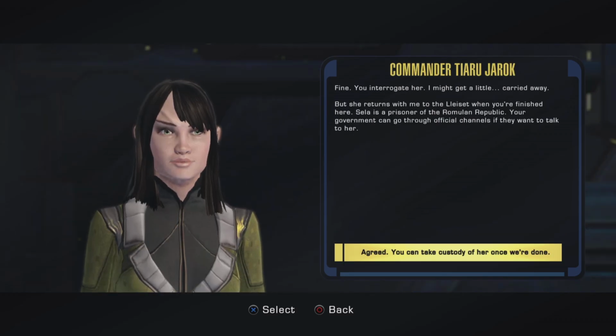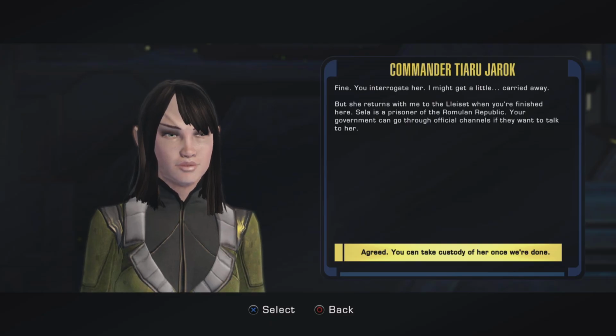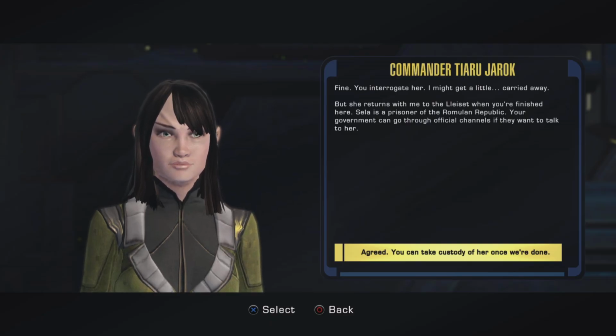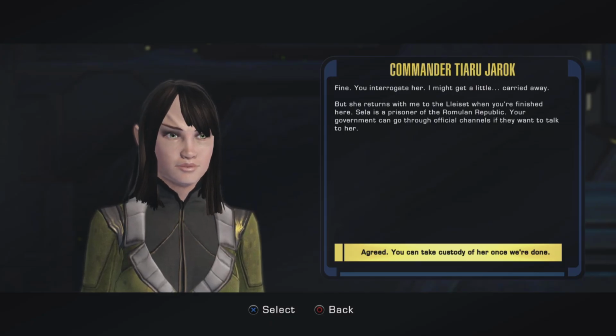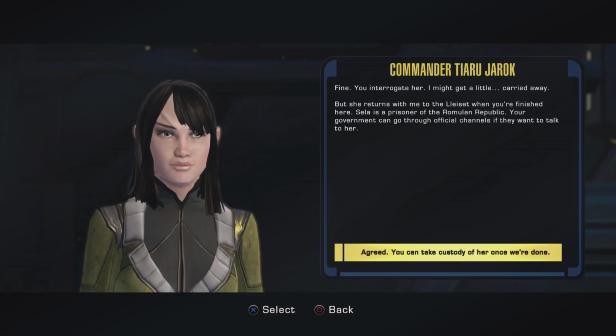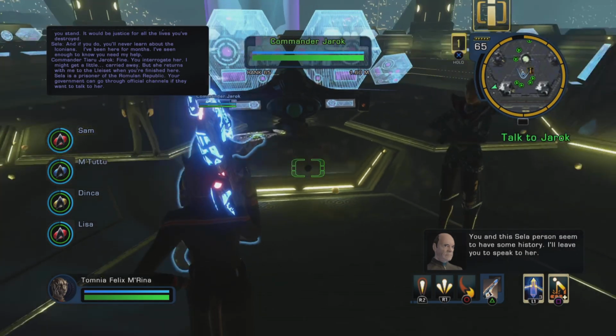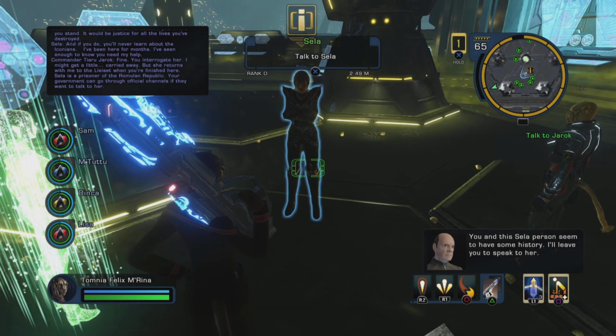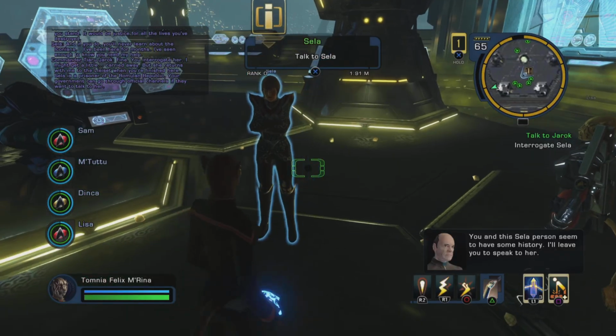Fine, you interrogate her. I might get a little carried away. But she returns with me to the Lisette when you're finished here. Sela is a prisoner of the Romulan Republic. Your government can go through official channels if they want to talk to her. You and this Sela person seem to have some history. I'll leave you to speak to her.